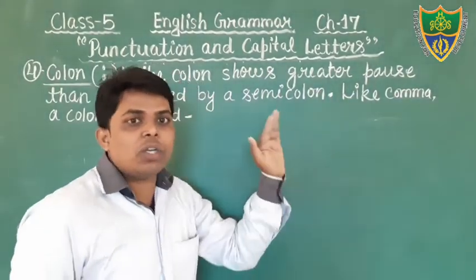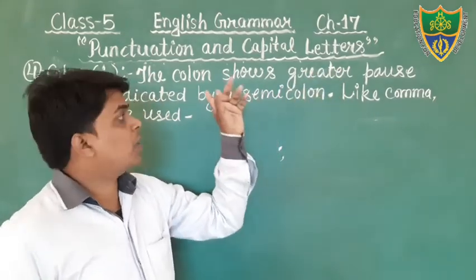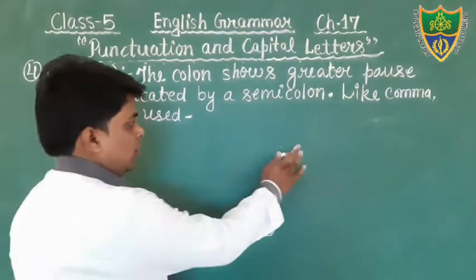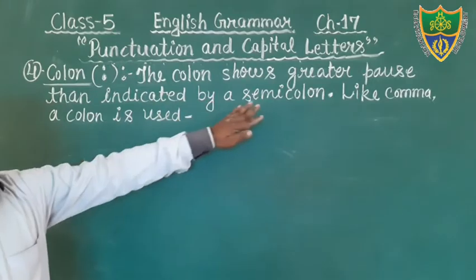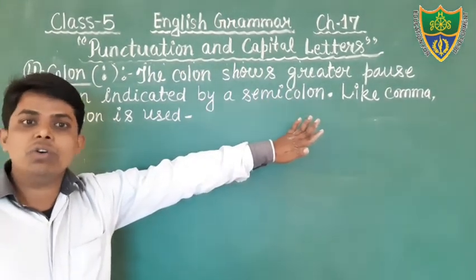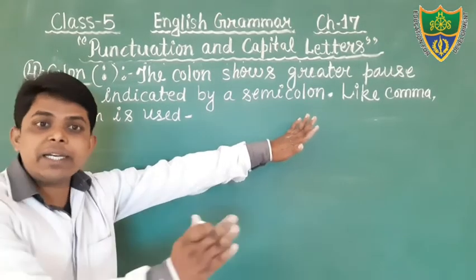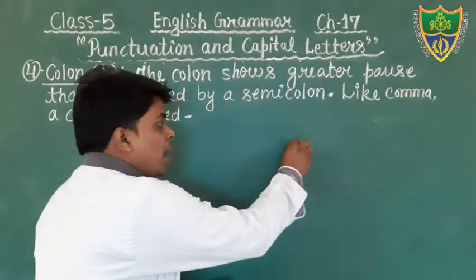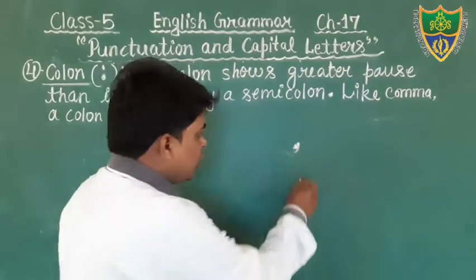Meaning, if we take a little more pause than a semicolon, what will we use? We will use a colon. Like, the colon shows greater pause than indicated by semicolon. Semicolon, you all know, indicates the brief pause, greater than comma. Look, comma is the smallest. Comma represents the shortest pause, and semicolon is a little bigger than that.